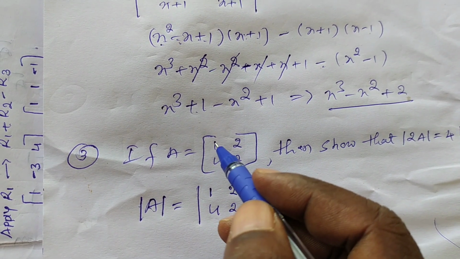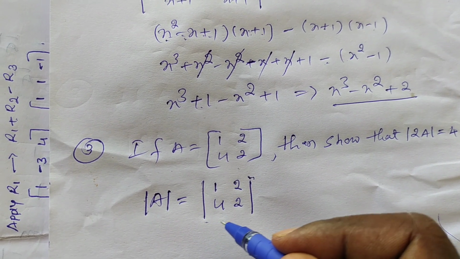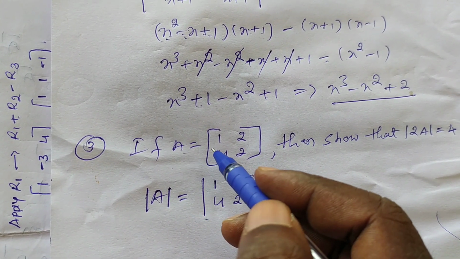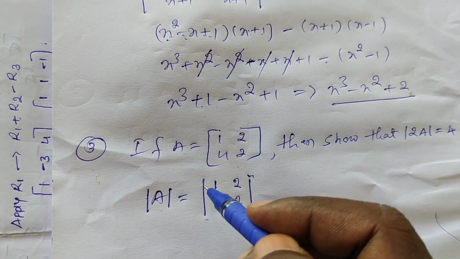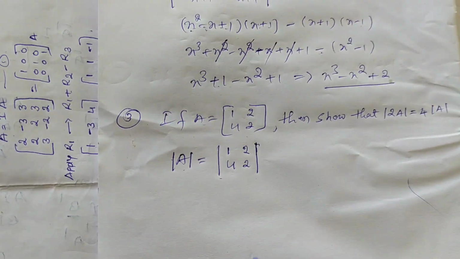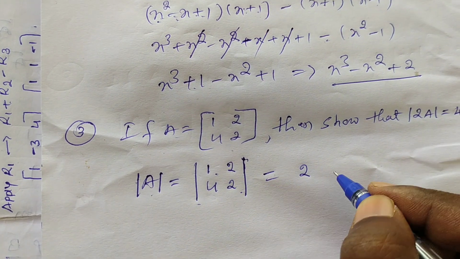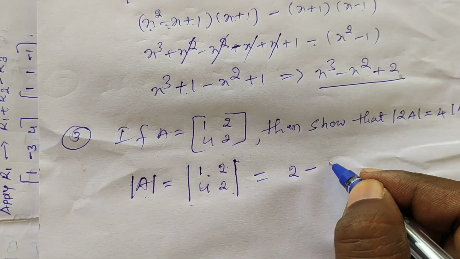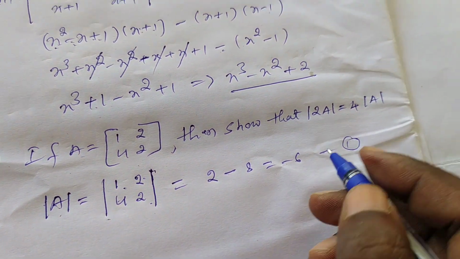So when the matrix is given, you have to convert that matrix into a determinant, like this, determinant of A. When given matrix A, to write determinant of A, you have to remove the square brackets and write the parallel lines. Between that, the numbers exist. Now the value of this is 1 into 2, 2, minus 4 into 2, 8. That is minus 6. Call it equation number 1.